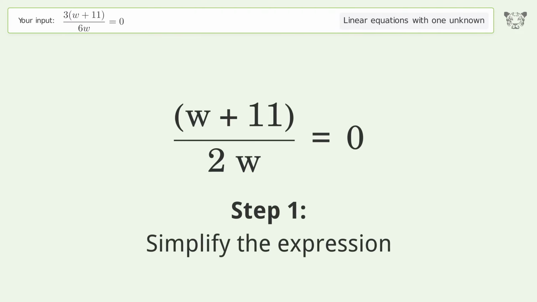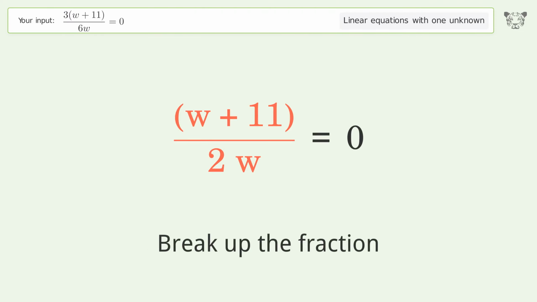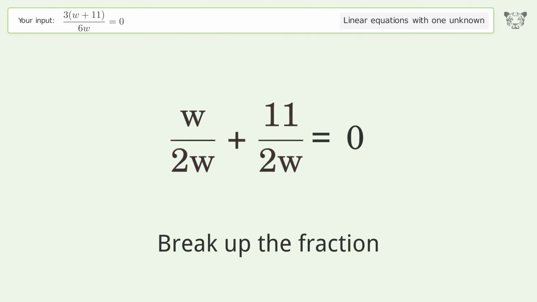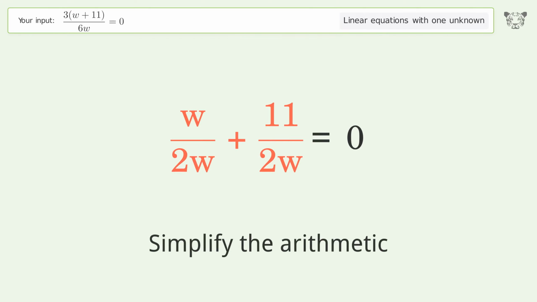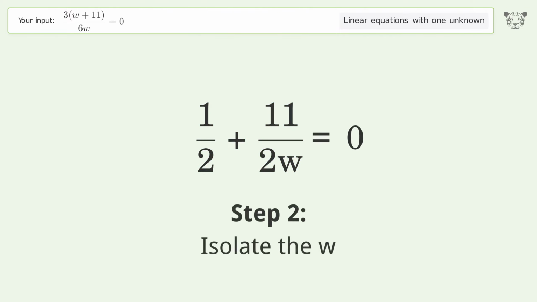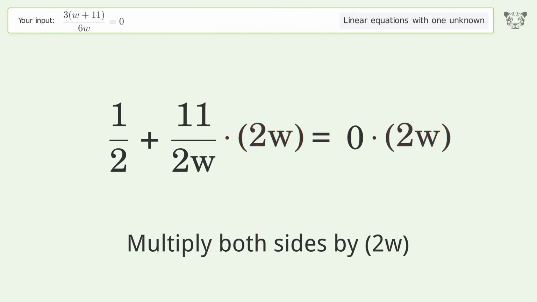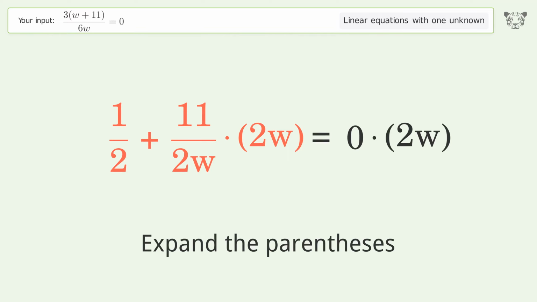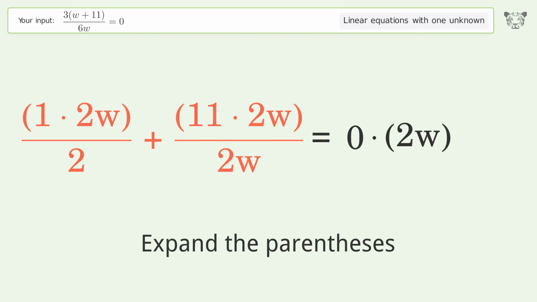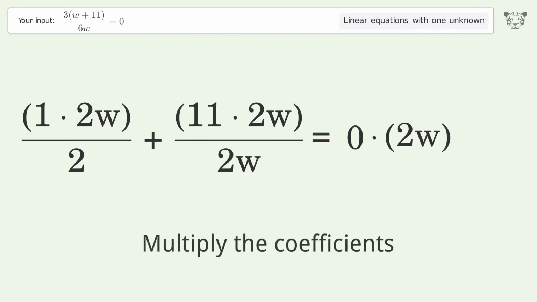Simplify the expression. Break up the fraction. Simplify the arithmetic. Isolate the w. Multiply both sides by 2w. Expand the parentheses. Multiply the coefficients.